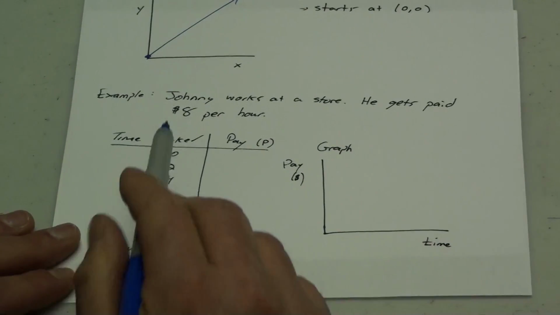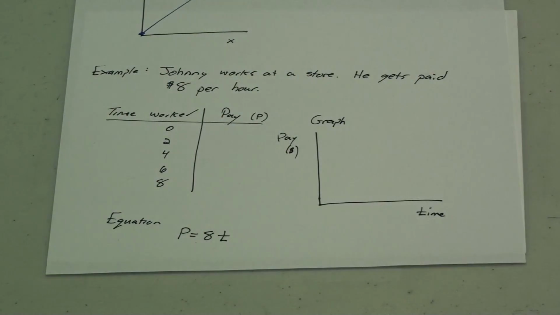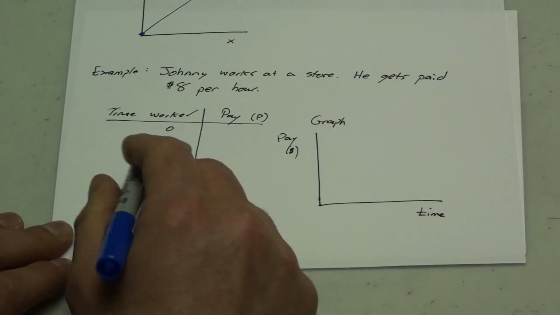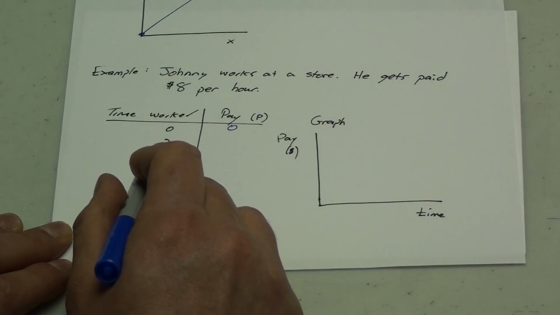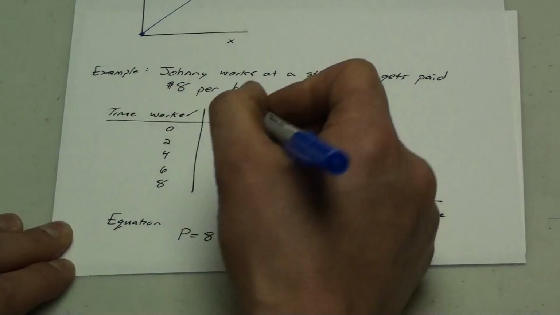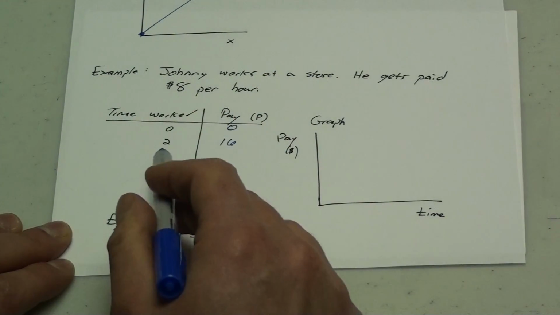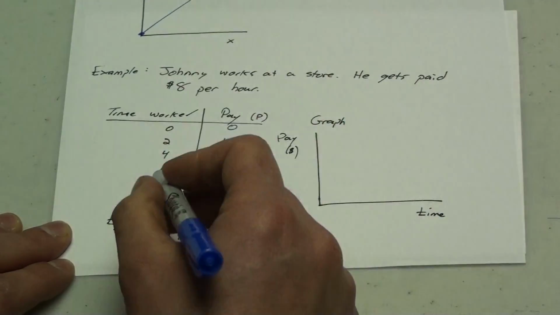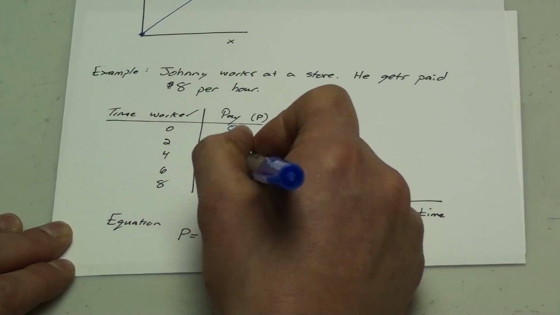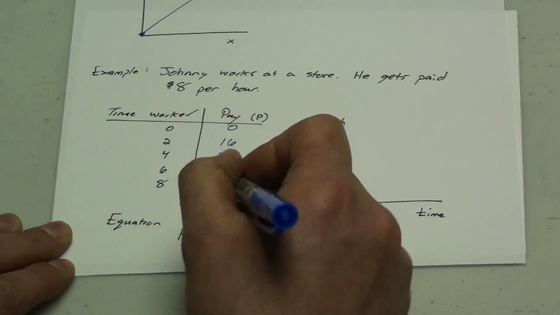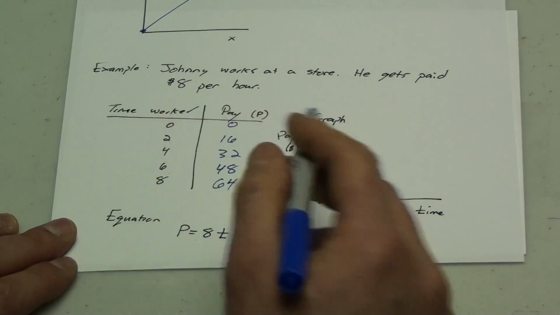For example, direct variation: Johnny works at a store. He gets paid $8 an hour. So if he doesn't work any hours, he's going to get 0 pay. For time worked 0, he's going to earn 0. If he works for 2 hours at $8 an hour, he's going to make $16. For 4 hours, times 8, he's going to make $32. For 6, he's going to make $48, and if he works 8 hours, he's going to make $64. But if he doesn't work any hours, he's going to make 0 money.